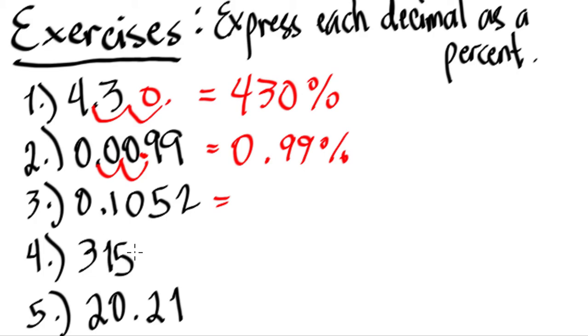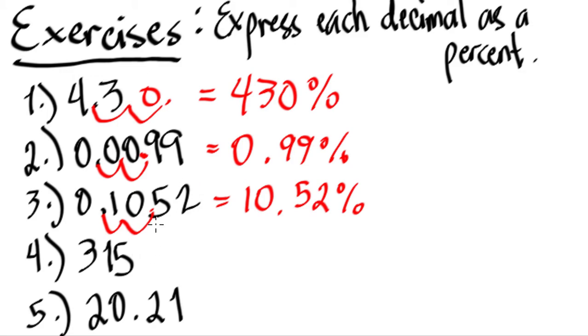Okay, here 0.1052. So let's move the decimal point twice to the right. So we have 1, 2. So what we have is 10.52%.